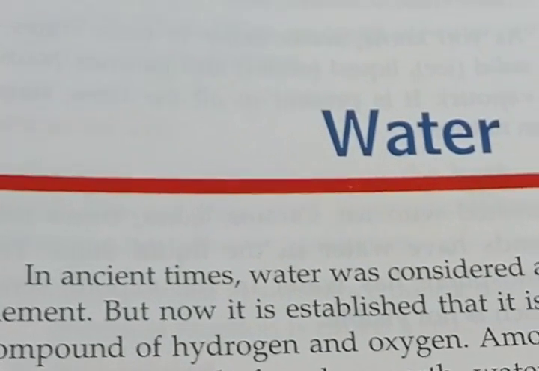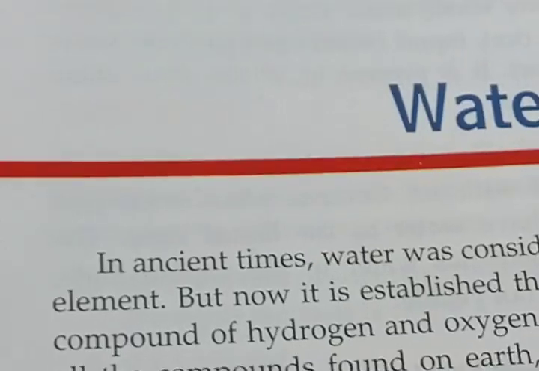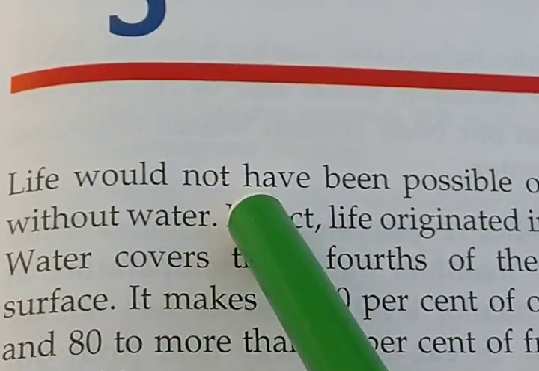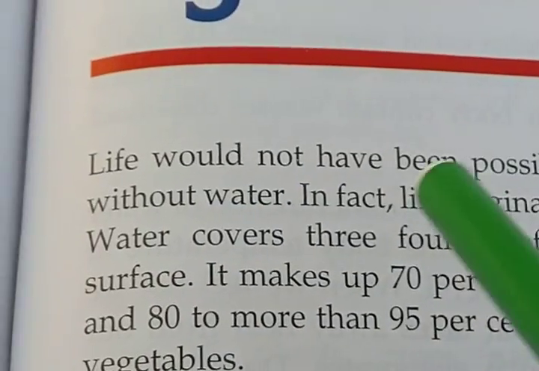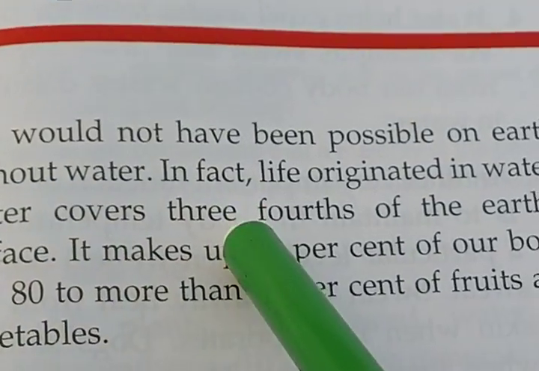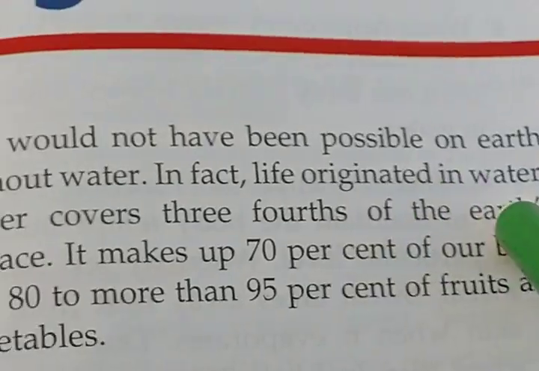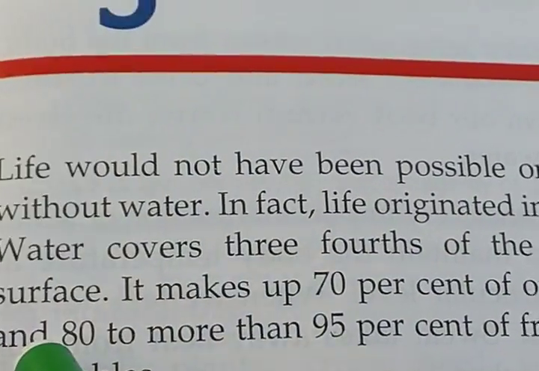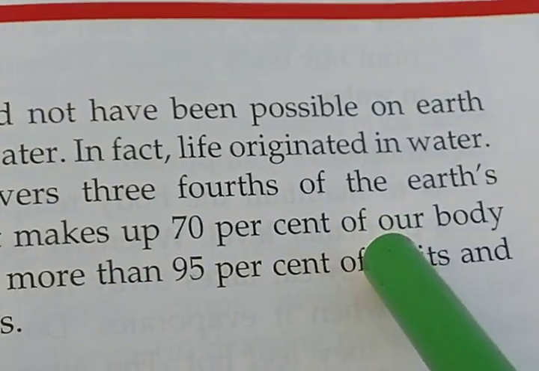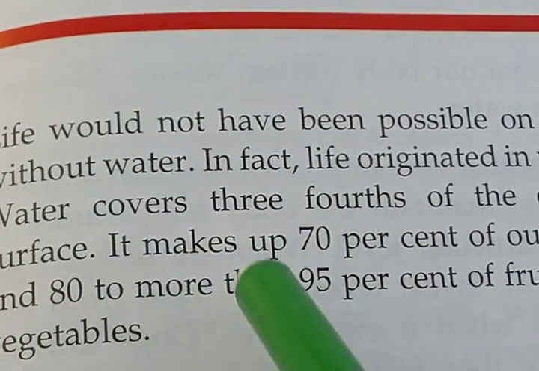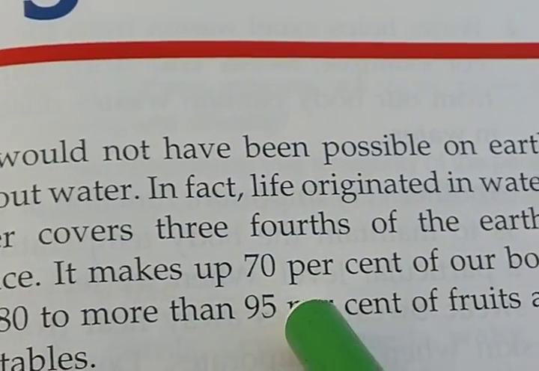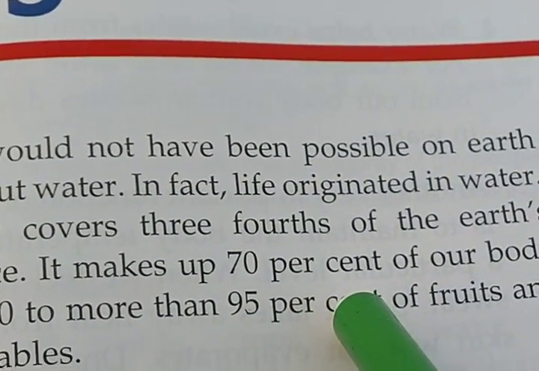Today I will start chapter 5, water. Look at the book. Life would not have been possible on earth without water. In fact, life originated in water. Water covers 3/4 of the earth's surface. It makes up 70% of our body and 80 to more than 95% of fruits and vegetables. So normally 70% of our total body is water.